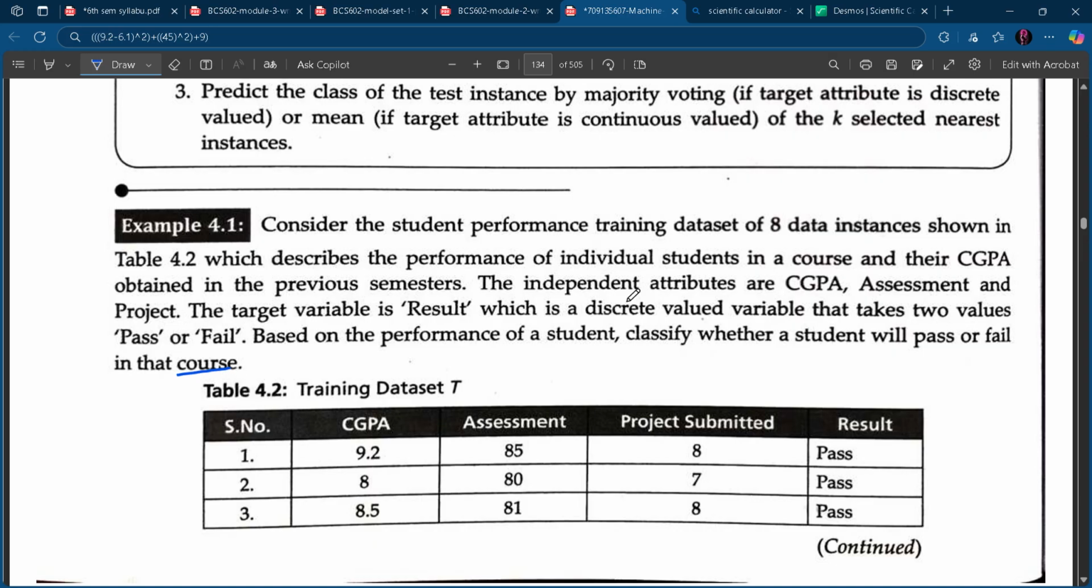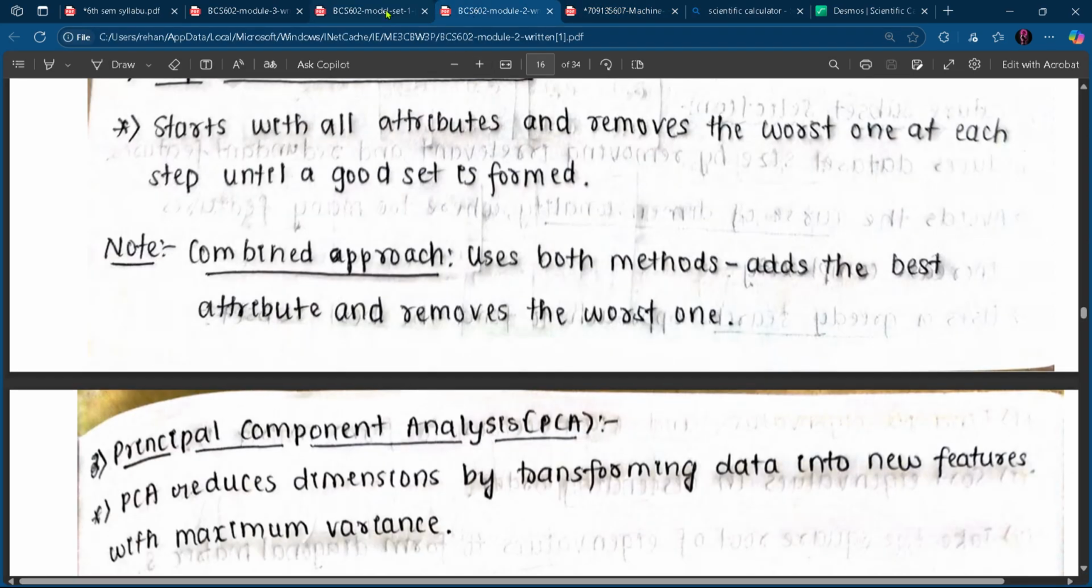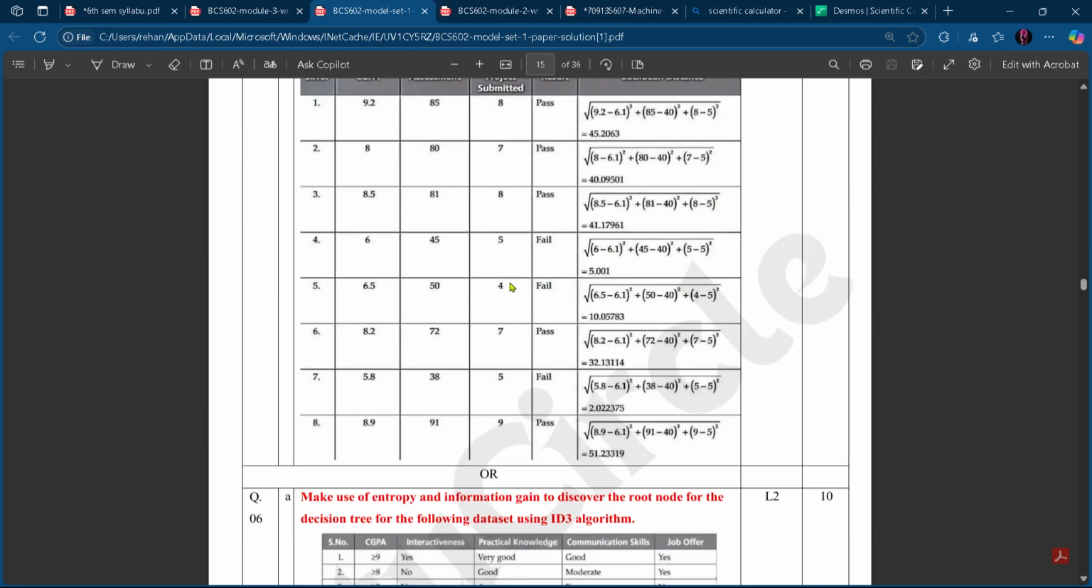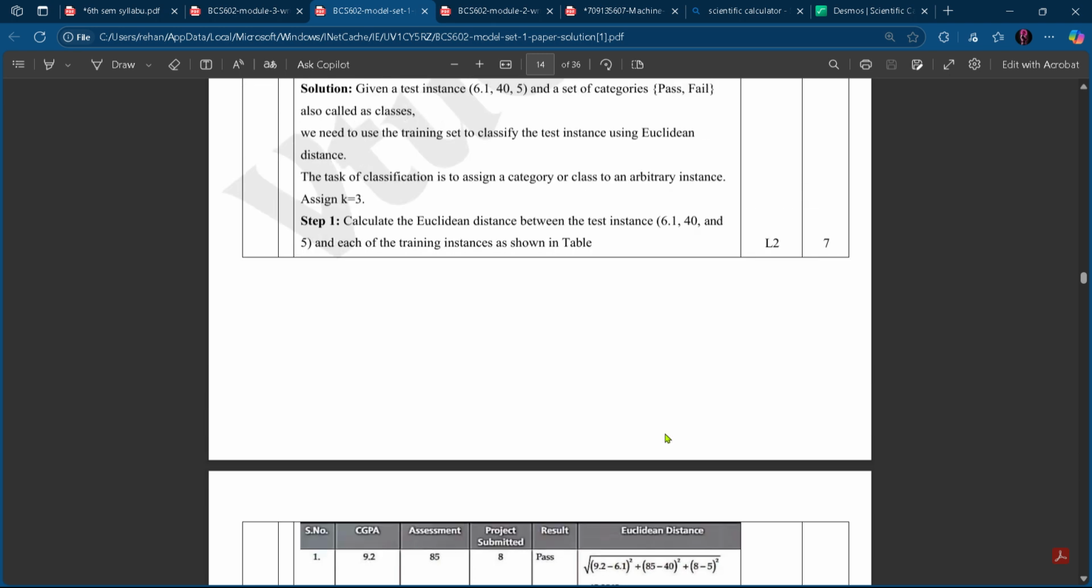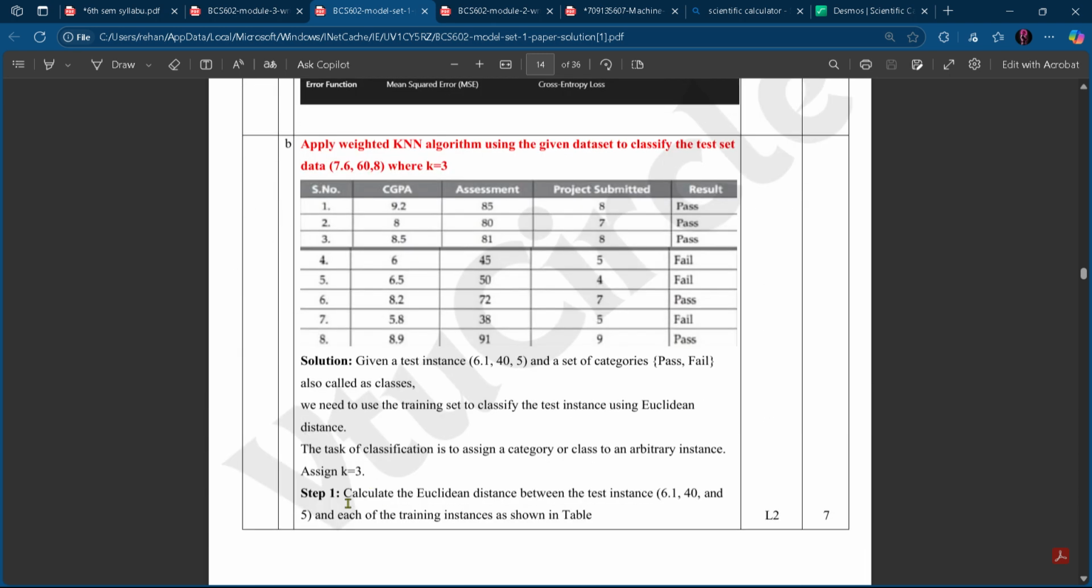In most places I have seen, even in this model question paper, they just write this. They did not even write the ascending order or say anything. But see here, they have given the test instance as this, which is wrong. This has to be this. Suppose they have given this, then you have to subtract each CGPA value with this number, the assessment value with this number, and the project submitted value with this number, and then sort again in ascending order, and you will get the value.